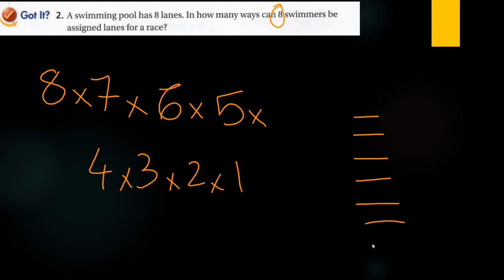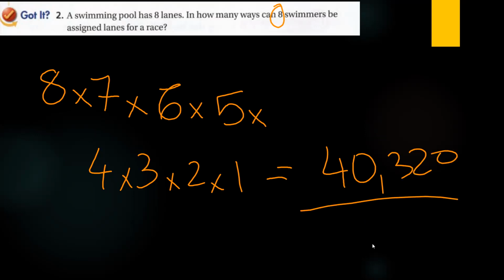So here, how many possible ways to arrange, or how many ways can these 8 swimmers be ordered? The answer is by multiplying all of these numbers, which are 8 times 7 times 6 times 5 times 4 times 3 times 2 times 1, equals 40,320. We have 40,320 ways to order them.